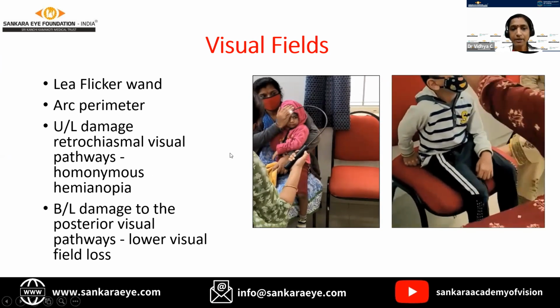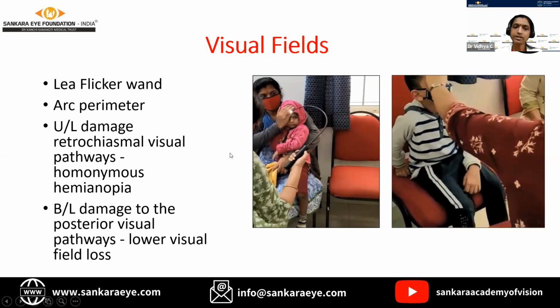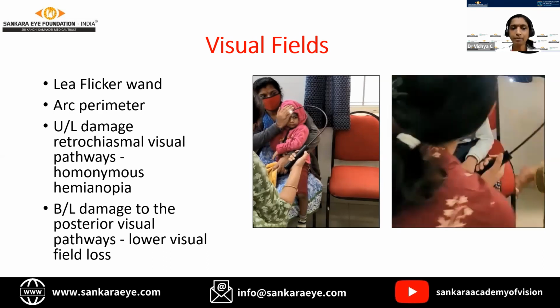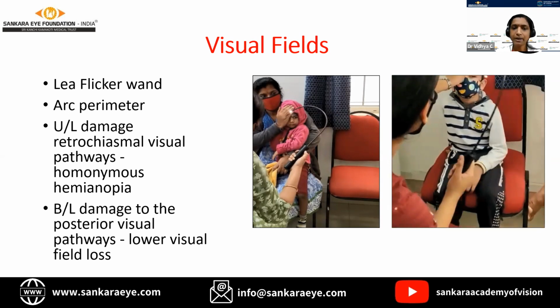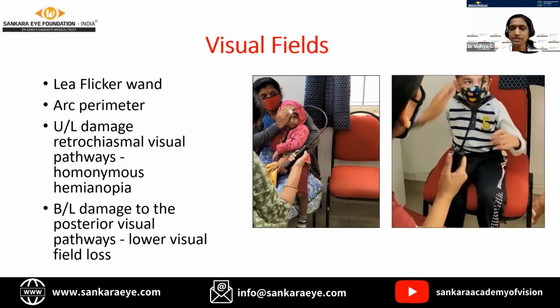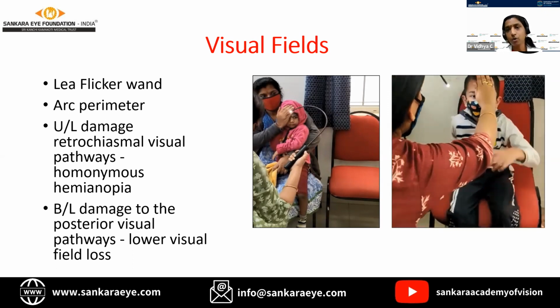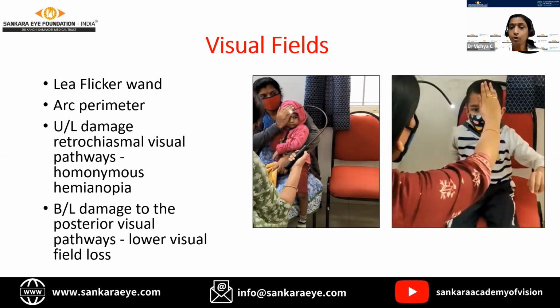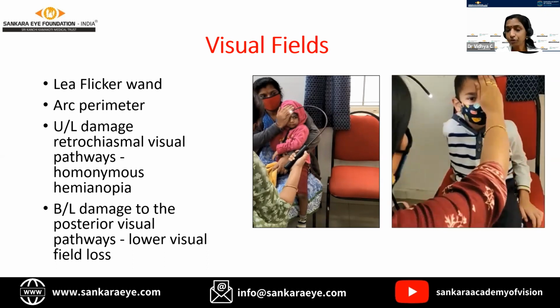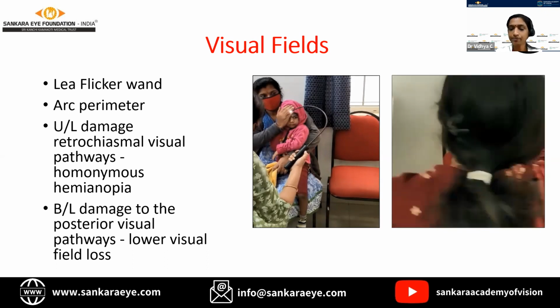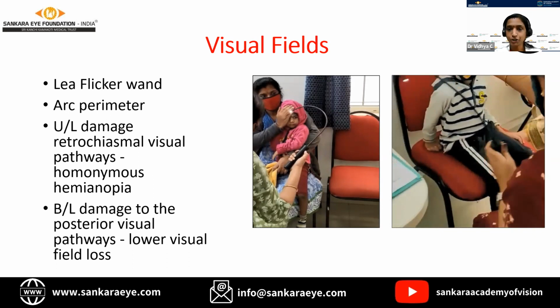Unilateral damage to the retrochiasmal visual pathways can lead to a complete or incomplete homonymous hemianopia. Bilateral damage to the posterior visual pathways can lead to a lower visual field loss. This needs to be taken into account, mainly when working with these children, where we have to provide visual stimuli to get their visual attention.